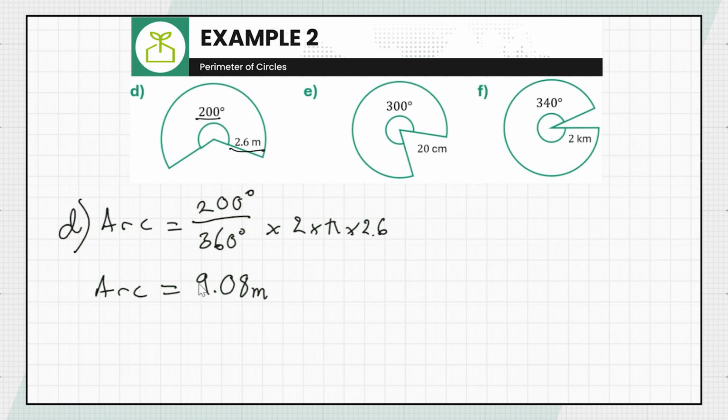And does that seem reasonable? It does, because we have a radius that's 2.6 meters and almost 2/3 of the way around the entire circle is used. So let's get on to E.